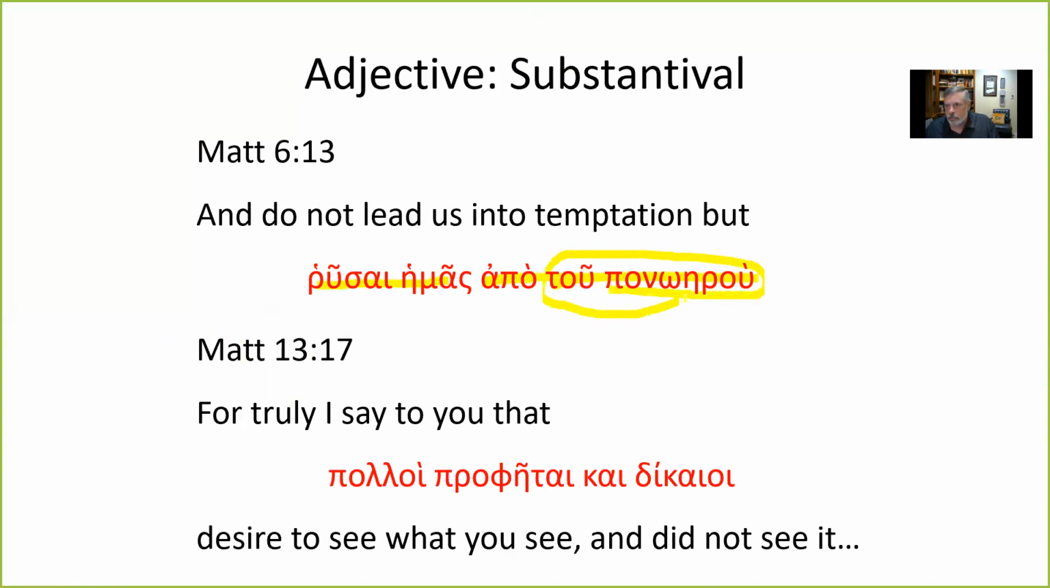And so the best translation is not "delivered us from evil," but "delivered us from the evil one." That gives you the noun or substantive feel to that.